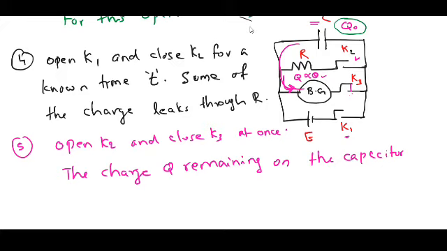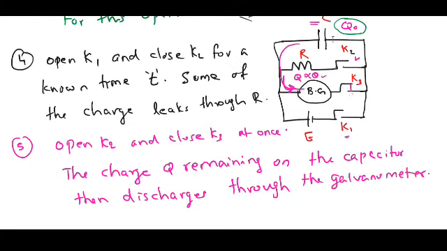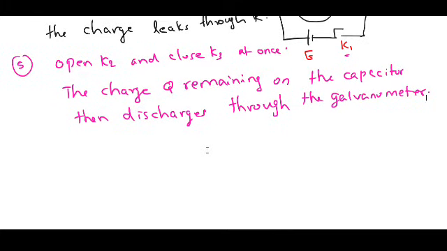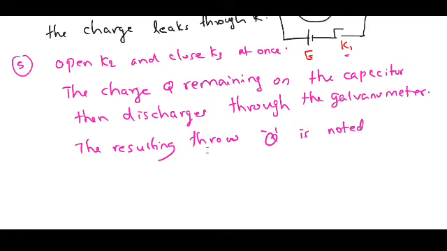Therefore we can say the charge Q remaining on the capacitor then discharges through the galvanometer. That discharge produces a throw, the resulting throw theta, which is noted. That charge Q is proportional to that theta.